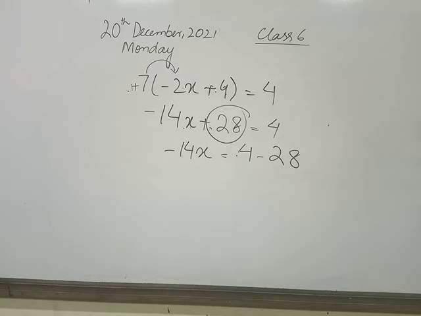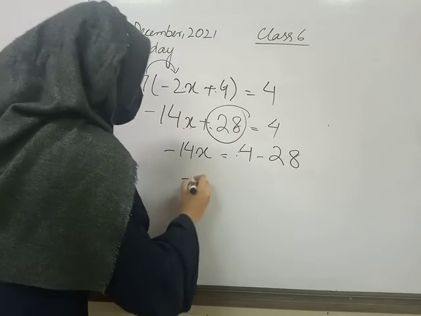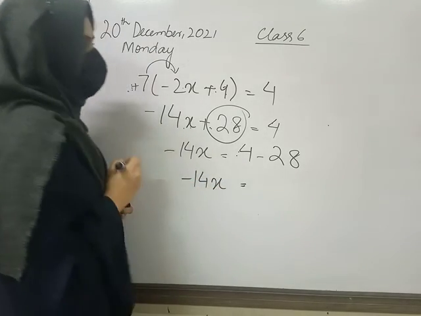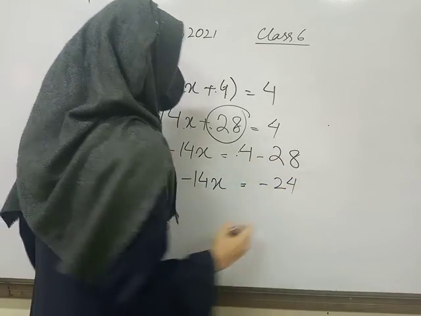Okay, now I am going to combine 4 and minus 28. With 4 we have plus sign and with 28 we have minus sign. So we will apply the rule of multiplication here, which is plus minus is minus. We will simply subtract the numbers and assign the sign on the basis of the greater number in the end. Fine class. Now here we have 4 minus 28. So 28 में से हम 4 जब subtract करेंगे, after subtraction we have 24. Fine. So in the next step we have minus 14x equals to minus 24.